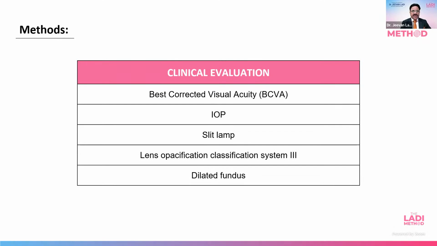For clinical evaluation, best corrected visual acuity was tested, along with intraocular pressure with Goldmann applanation tonometry and slit-lamp examination. LOCS 3 was used to assess the lens opacification or grade of cataract. Each patient underwent dilated fundus examination preoperatively.